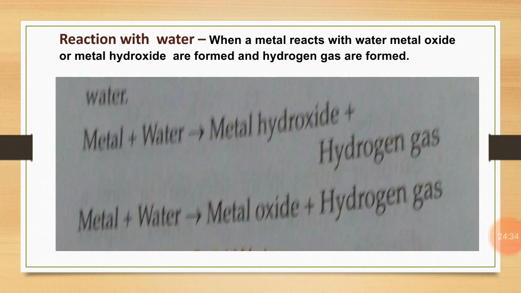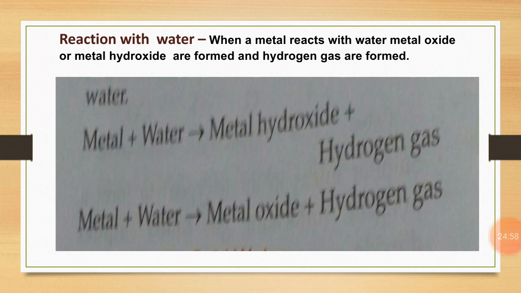Other less reactive metals like iron and nickel have the property to displace the hydrogen gas from the steam, forming only the oxides of the metals. For example, iron reacts with water, or we can say steam, to form iron oxide, and hydrogen gas is released.